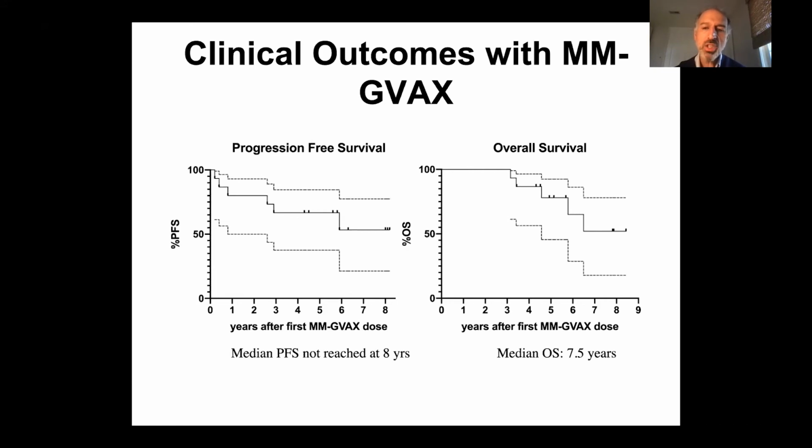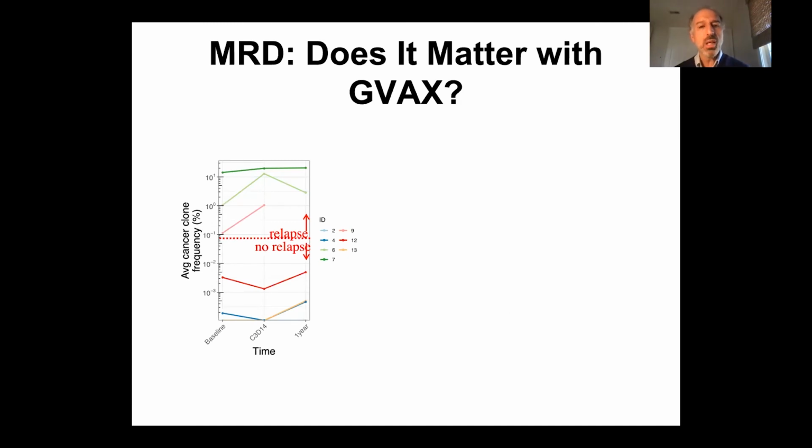But we actually have patients that have died on the study, not of myeloma. They were vaccinated and have done so well that they've died of heart attacks, they've died of old age, they died of other things. And so this is one of the few situations that I personally have been involved in where our overall survival is actually inferior to our progression-free survival. But the interesting thing here is, what was the role of MRD?